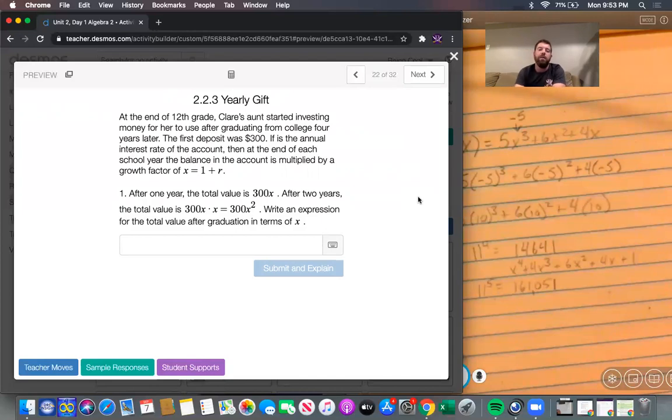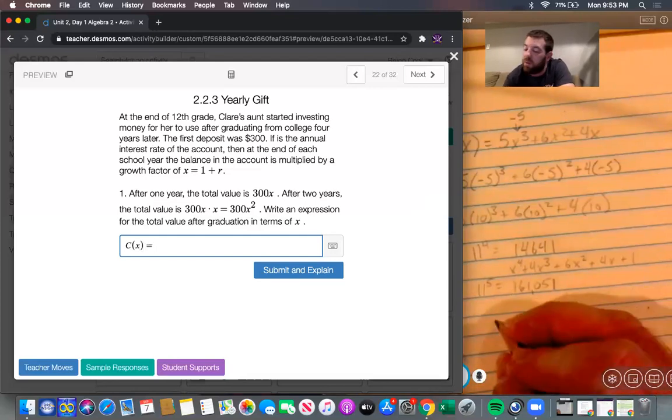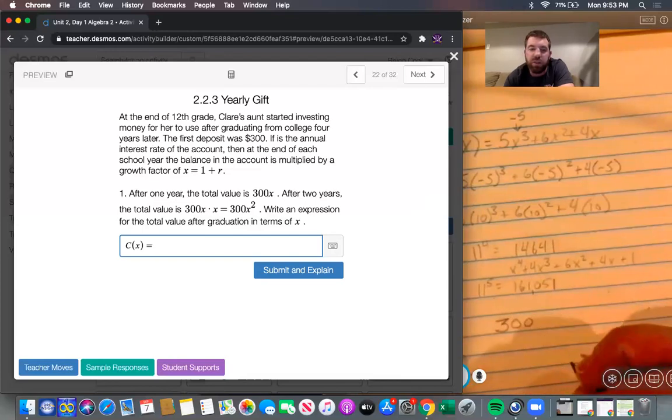Write an expression for the total value after graduation in terms of x. So that is easy. We can call it whatever we want. Let's call it the Claire function. So we've got C of x equals, and again, we know that she starts with that initial investment of 300x. That's 9th grade year, times 10th grade year.